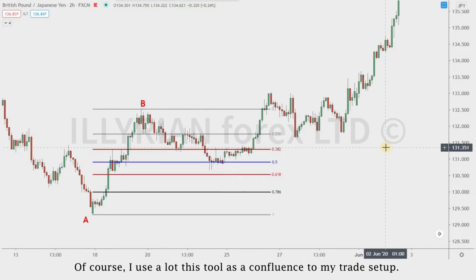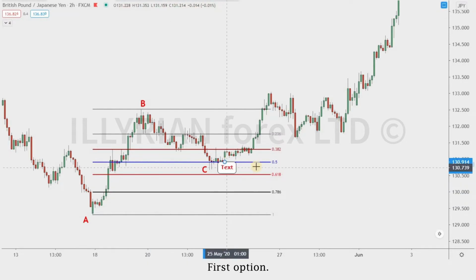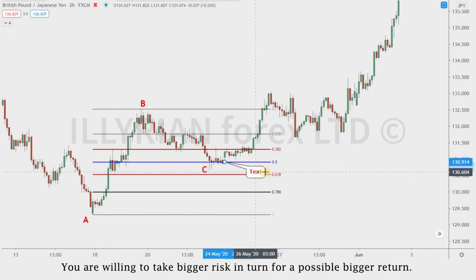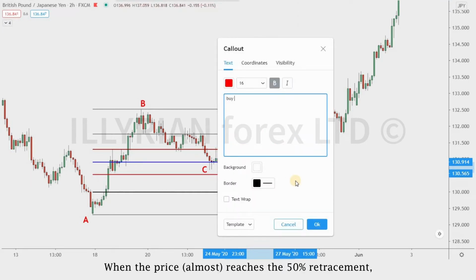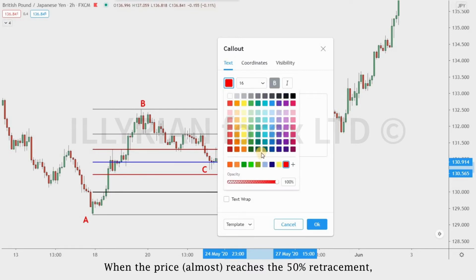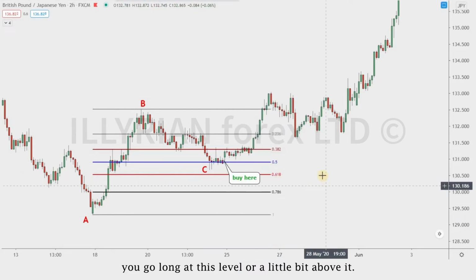Of course, I use this tool a lot as a confluence to my trade setup. Now we have 3 options of doing this. First option, you are willing to take bigger risk in turn for a possible bigger return. When the price almost reaches the 50% retracement, you go long at this level or a little bit above it.